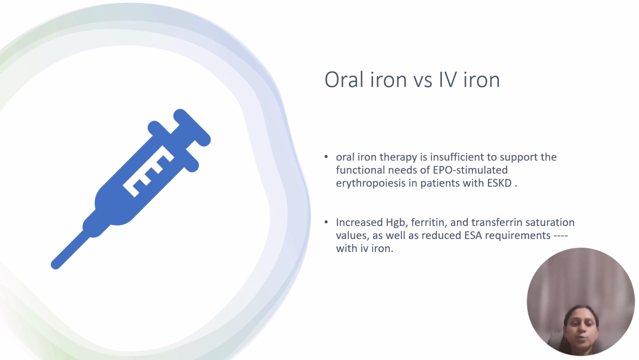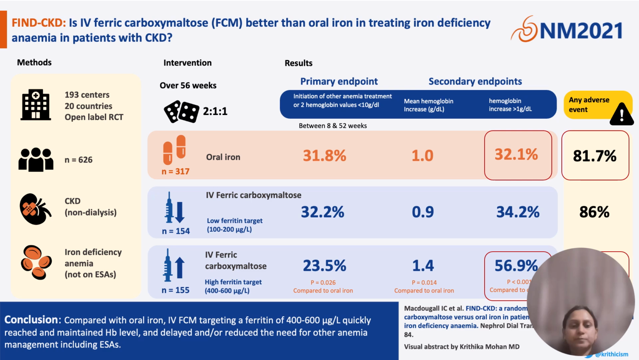So studies have shown that increased hemoglobin, increased ferritin, increased TSAT values, and reduced requirement of ESA has been proven with IV iron compared to oral iron in CKD patients, and also those who are on dialysis, especially those who are on dialysis, IV iron is always better.